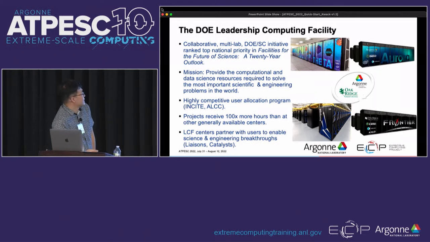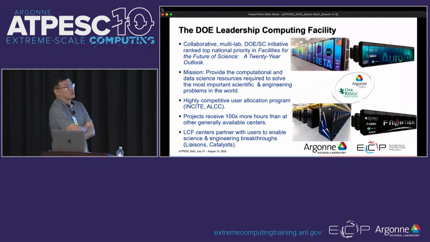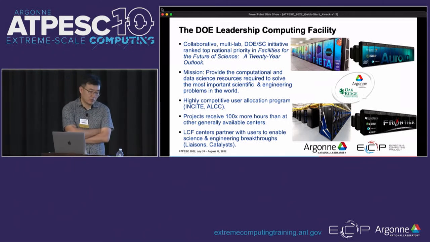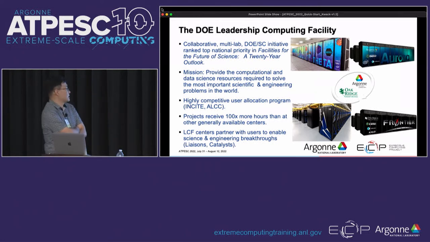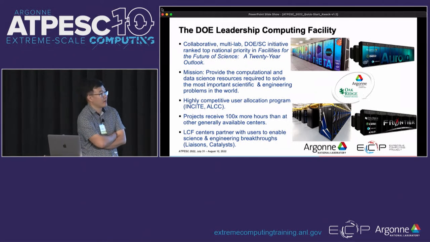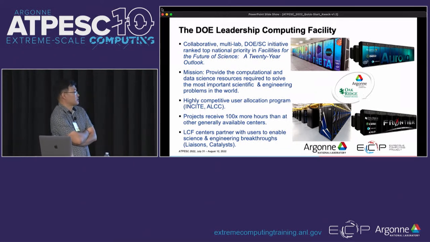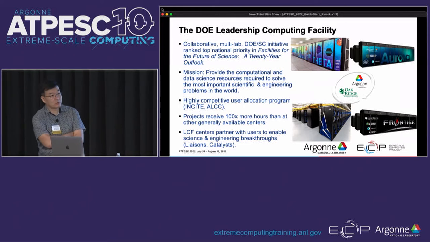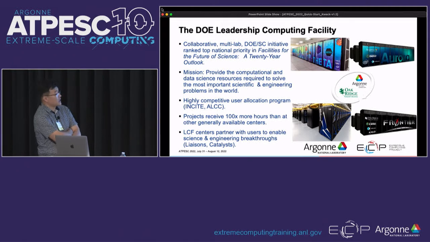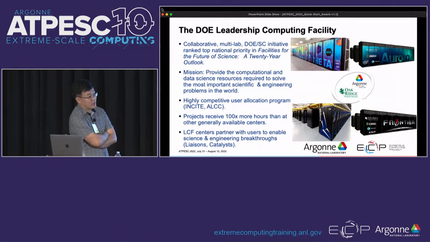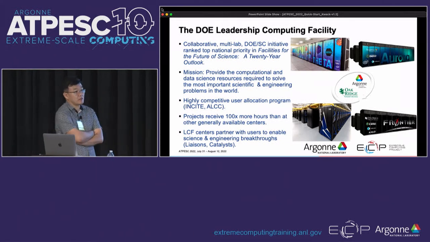And LCF has very competitive user allocation programs called INCITE and ALCC. So we don't plan to have a lot of users. We want to have selected, very powerful users. So the projects on the LCF systems will have 100 times more resources than other general resources, so they can just focus on work at a very big scale. And the LCF centers partner with users to enable science and engineering breakthroughs, with Catalyst at OLCF and the Catalyst team at ALCF.